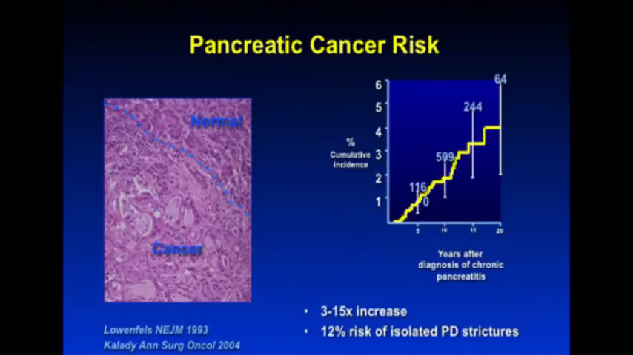So malignancy, we really want to talk about this. The risk is elevated, 3 to 15 times increased. The longer you have pancreatitis, the higher your risk. And it's one of those things, kind of like HCC and cirrhosis. Whenever you have a chronic pancreatitis patient that changes, you should think about cancer.